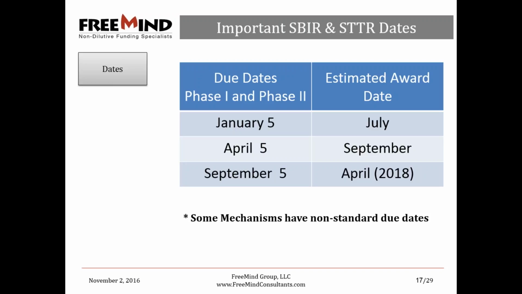In terms of the due dates and hopefully the subsequent award, the upcoming due date for both Phase 1 and Phase 2, with the NIH, is January 5th. If you submit January 5th, you're expected hopefully to be awarded sometime around July. April 5th is the next deadline, and in that case, the award will hopefully be sometime around September. I say hopefully not because you won't get the response. You will get the response, but hopefully you'll be awarded. And if you submit September 5th, you can expect the award, again hopefully, sometime around April of 2018. This is obviously September 2017.